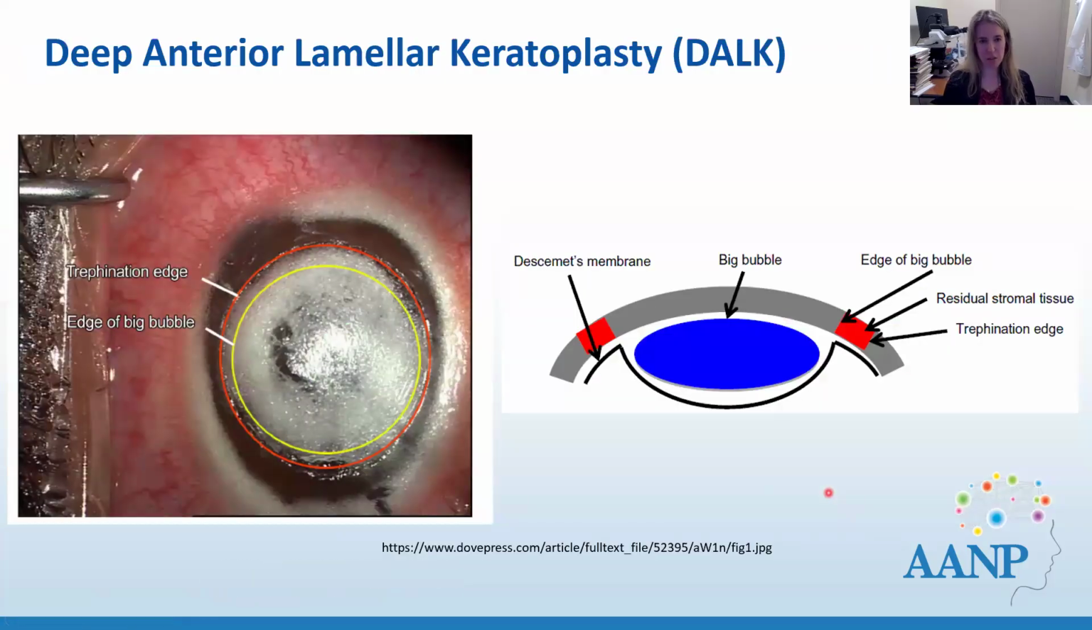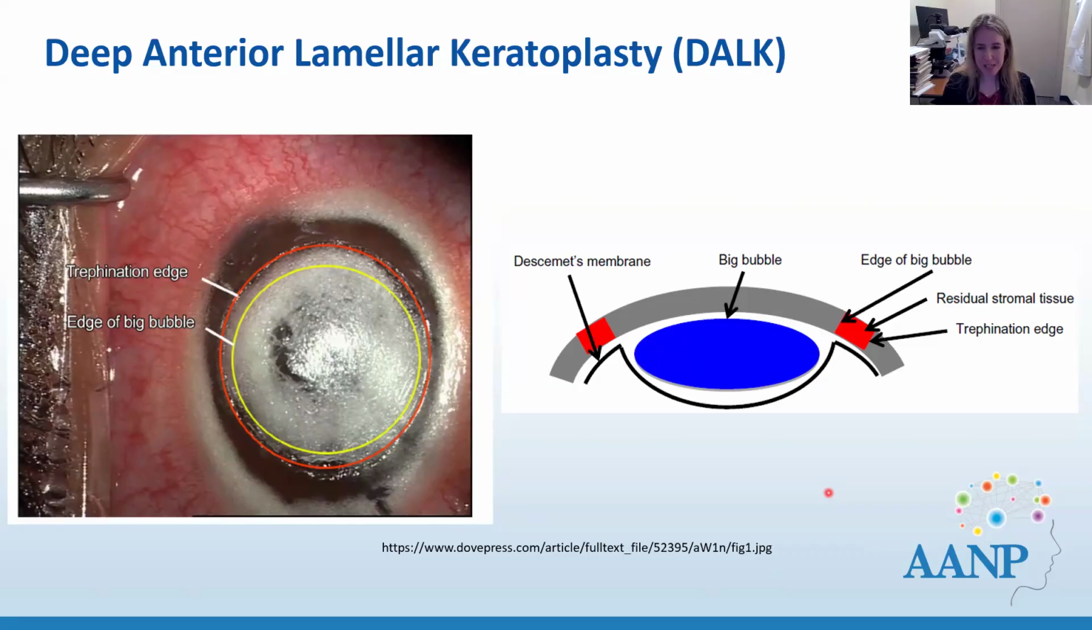We'll move on to deep anterior lamellar keratoplasty. So deep anterior lamellar keratoplasty, or DALK, what we're trying to do is preserve the Descemet's and endothelium of the patient because they may still be functioning well, and just remove the epithelium, Bowman's, and the anterior stroma. Often these are done in cases like keratoconus or someone who has a lot of scars in the anterior cornea, but may still have a good number of their own endothelial cells.